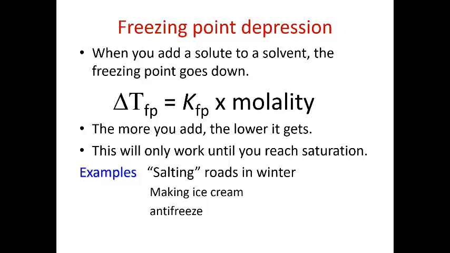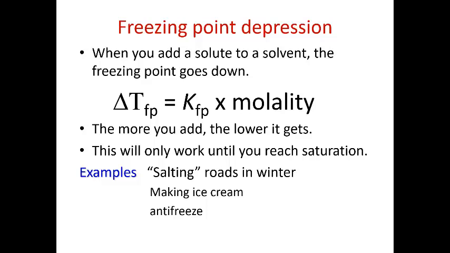For freezing point depression, it's the same idea. Since you've lowered the vapor pressure, now your freezing point has gone down. You have a change in temperature for the freezing point, which is also going to have a constant for the freezing point. That constant for the freezing point is different than the constant for the boiling point, so make sure you're using the right number in your calculations. And again, times the molality of the particles that you have added. And just like with the boiling point, the more you add, the lower the freezing point will go, and this will continue to work until you reach the saturation point.